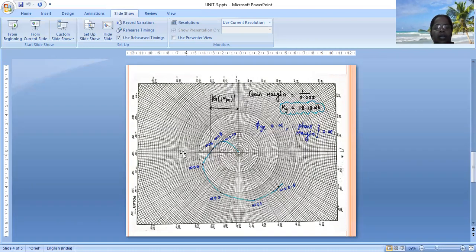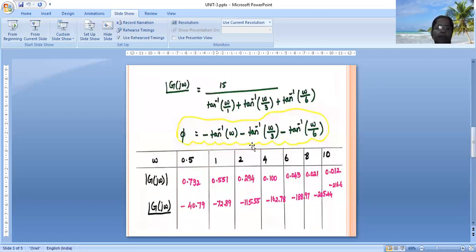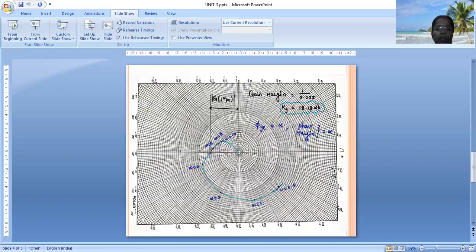The next important thing here is that the magnitude value is very small. The starting value is 0.732. The ending value is 0.012. So based on my omega value and the magnitude value, I marked this point as 0.01, then this point as 0.1, then this point as 1. Now you see, in this polar plot you will have concentric circles. The concentric circles are used to represent your magnitude value. Then the radial lines are used to represent your phase angle value.